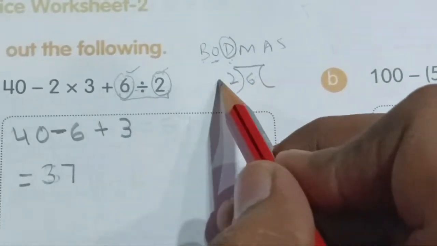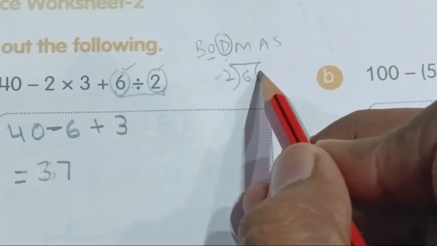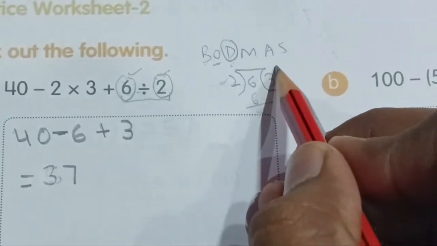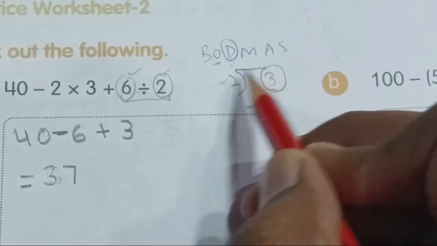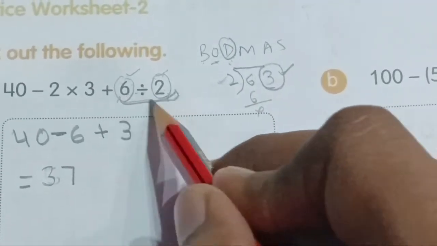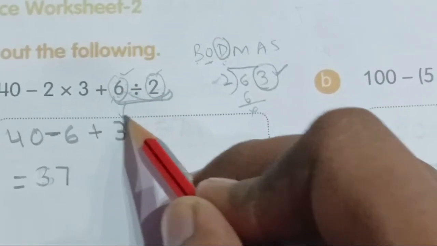Now you have to read the table of 2 until 6 comes. 2 1s are 2, 2 2s are 4, 2 3s are 6. You got 6 here. How many times did you get 6? 3 times. 2 3s are 6, so 3. You will write the 3 instead of these two numbers. You will write 3 here.